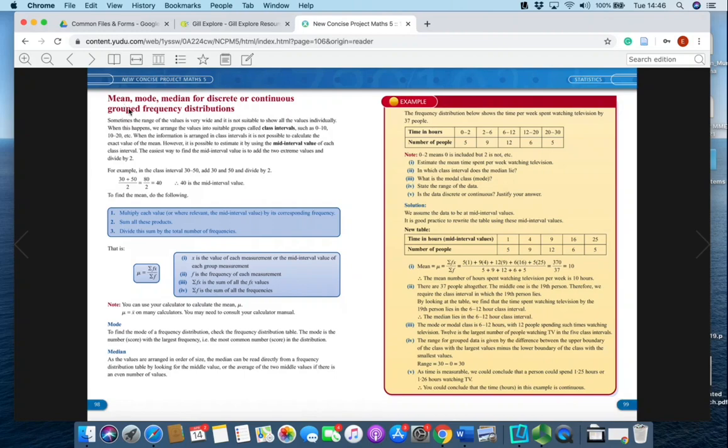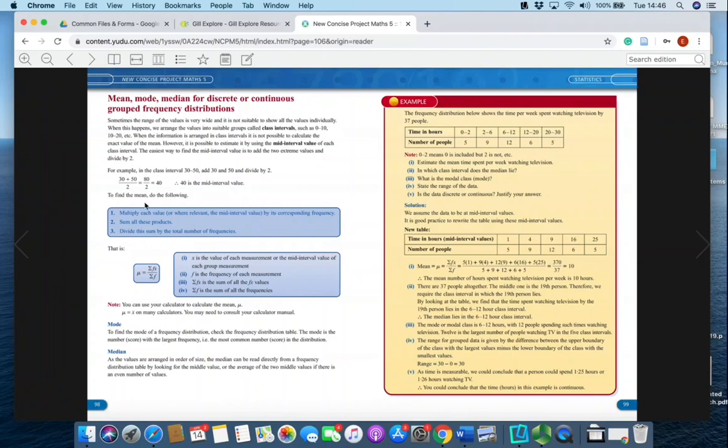Sometimes the range of the values is very wide and it's not suitable to show all the values individually. When this happens, we arrange the values into suitable groups called class intervals, such as 0 to 10, 10 to 20, etc. When the information is arranged in class intervals, it is not possible to calculate the exact value of the mean, because you're grouping them into categories. However, it's possible to estimate the mean using what's called mid-interval values of each class interval. The easiest way to find the mid-interval value is to add the two extreme values and divide by 2.